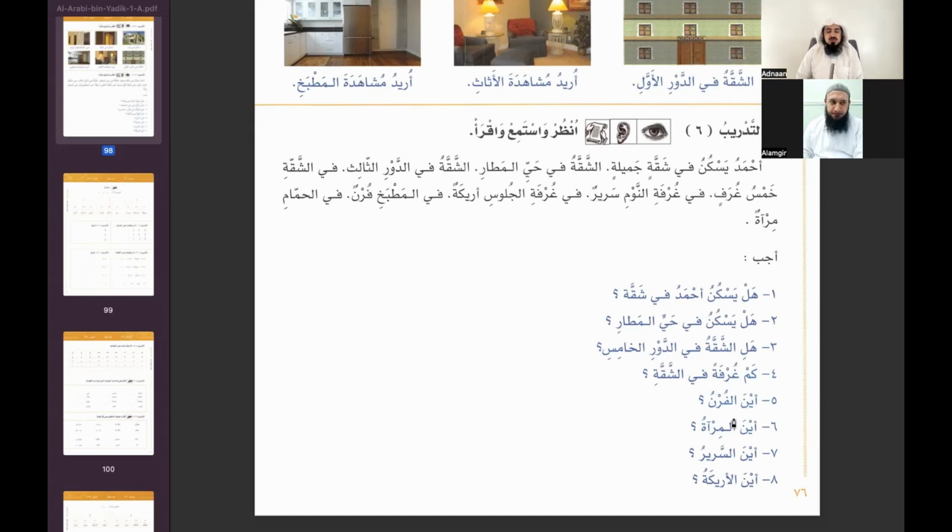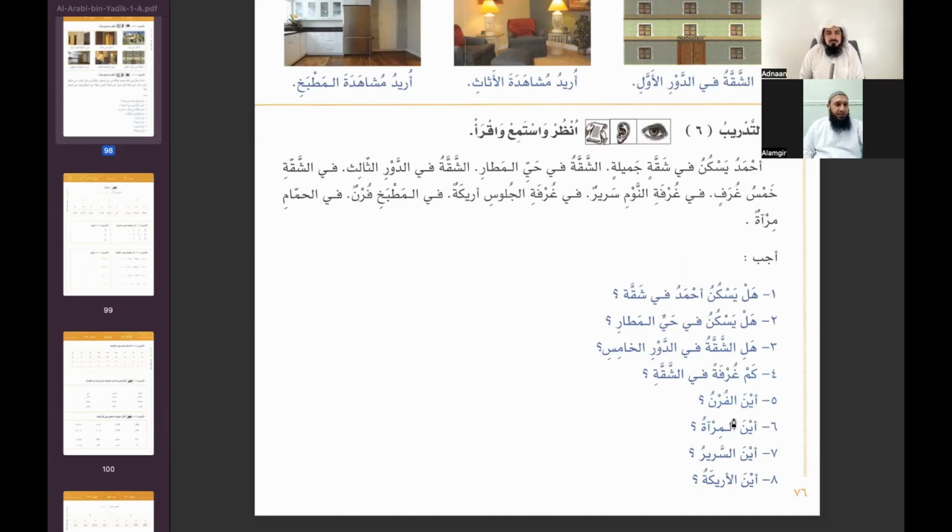Shaqqa. Notice how shaqqatin, it's got a kasra, right? And the description after shaqqatin to show it's beautiful also got 2 kasras. Shaqqatin jamilatin. Okay, just bear that in mind. Carry on.